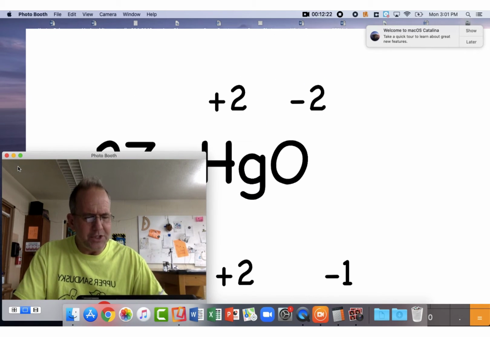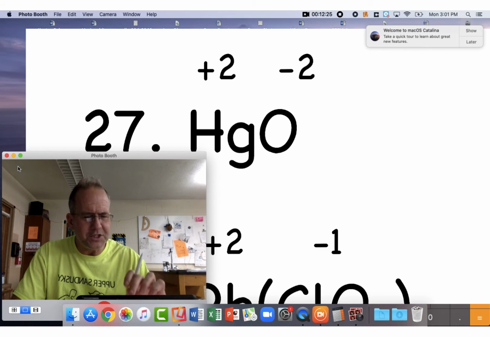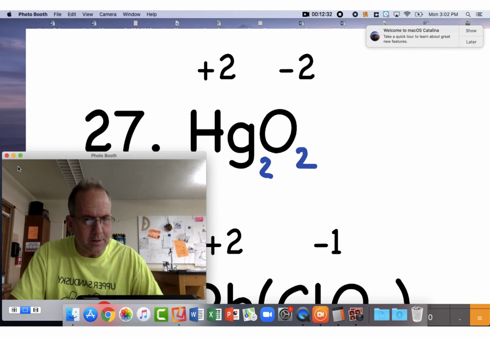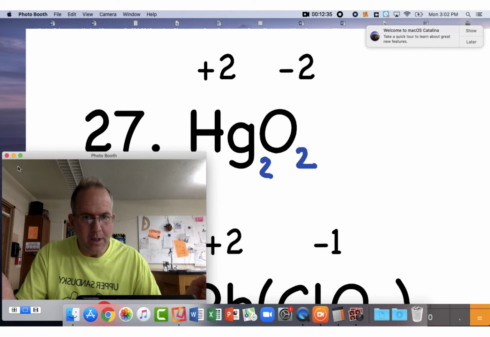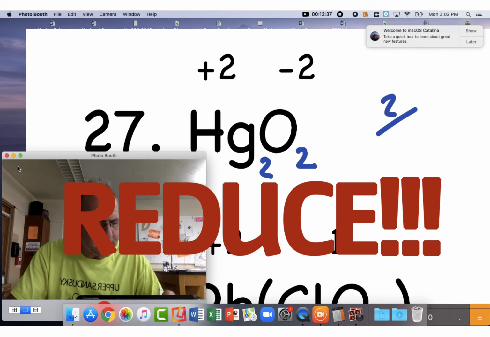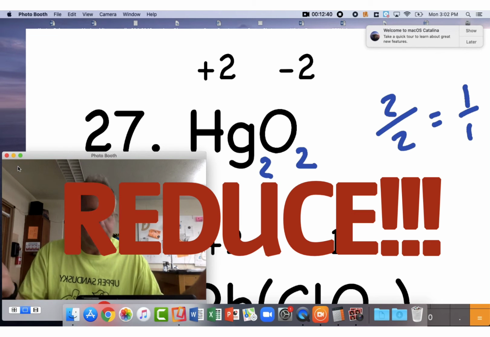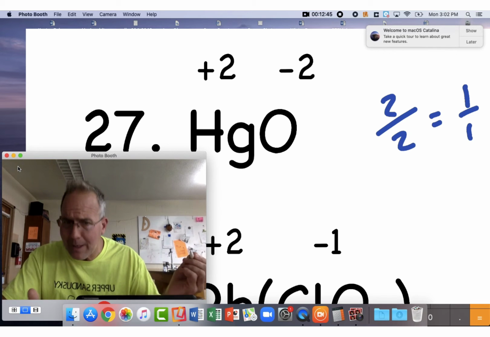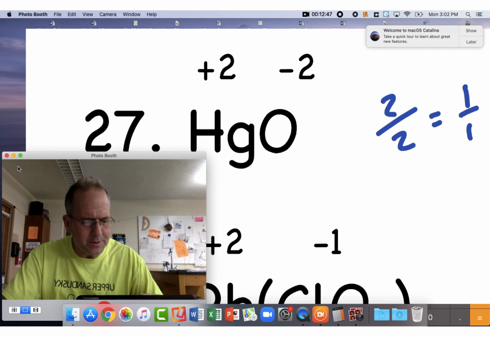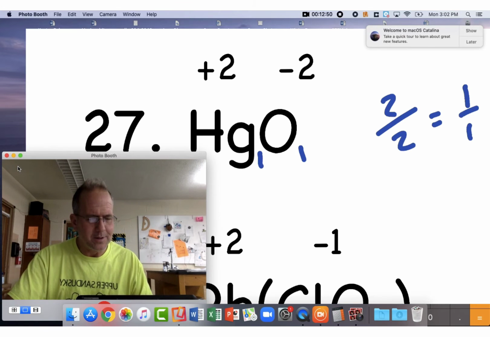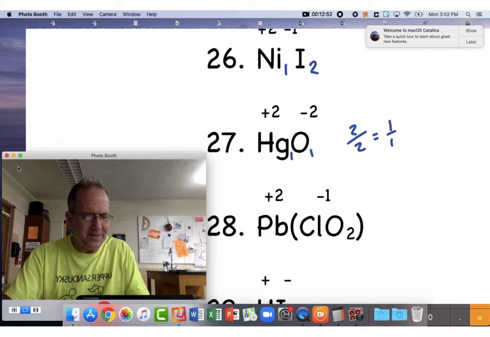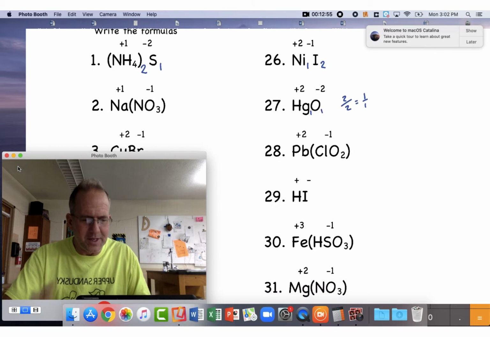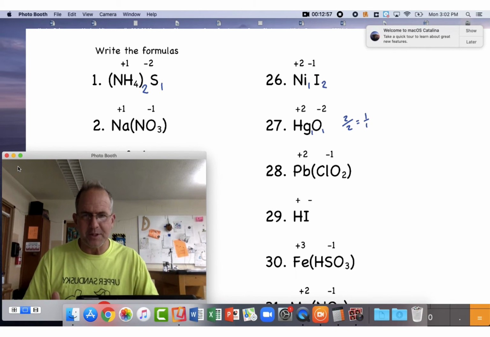Okay. Hg plus 2, and then O minus 2, right? So if I put a 2 here, and I put a 2 here, don't really do it yet because it's a trick. No, that's reduced. That's a fraction, right? So we're not going to put those 2s there. In fact, since they're both 1s, you don't have to write anything. But since we're just starting, a 1 and a 1. Okay, that is writing the formulas. Go through there. All you have to do is crisscross on this page.